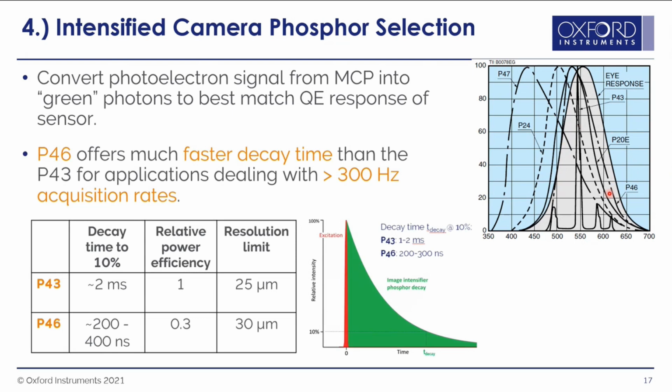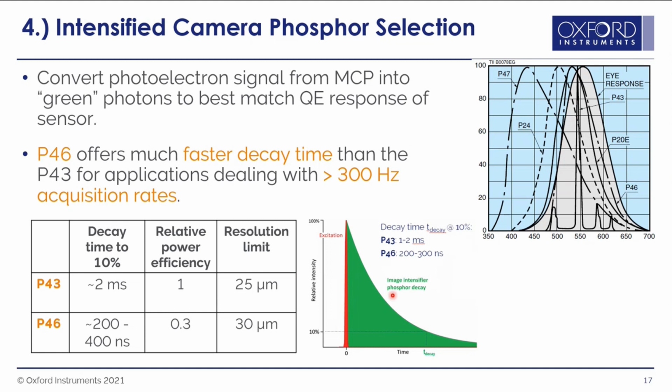And just to go into that a little bit more, the reason you may use P46 over P43 is that P46 offers a faster decay time than P43. So for applications where the decay time can be an important factor, say beyond 300 hertz in terms of repetition rate, or interframe time, then we'd recommend P46. By decay time, what we mean is the time it takes the relative intensity of the phosphor to return down to 10%, as you can see here on this graph.